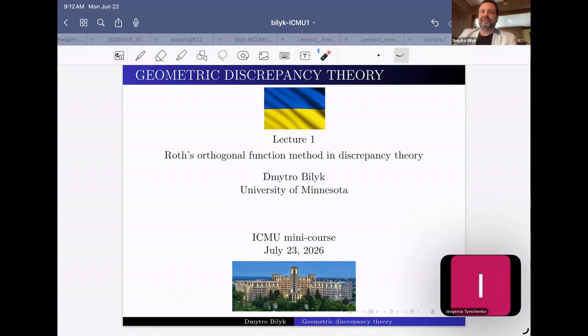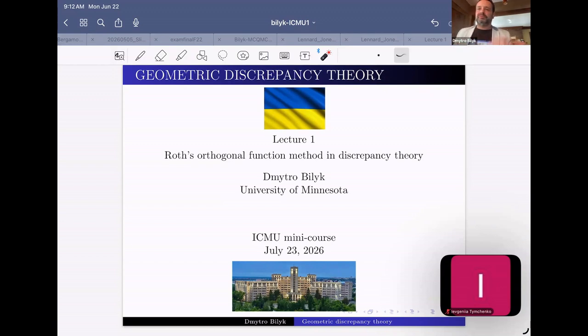Okay, so my course will be on geometric discrepancy theory, and the lectures will cover several different aspects of geometric discrepancy theory, in particular the use of analysis in this theory. Today I will speak about the so-called orthogonal function method, or you can call it wavelet method in discrepancy theory, which goes back to Klaus Roth.